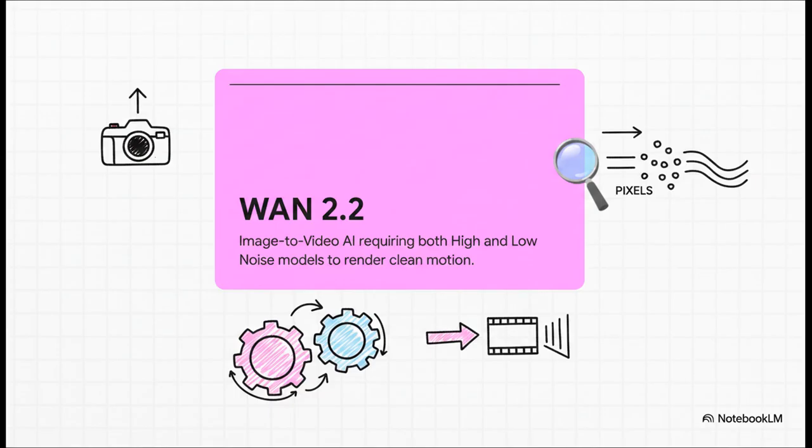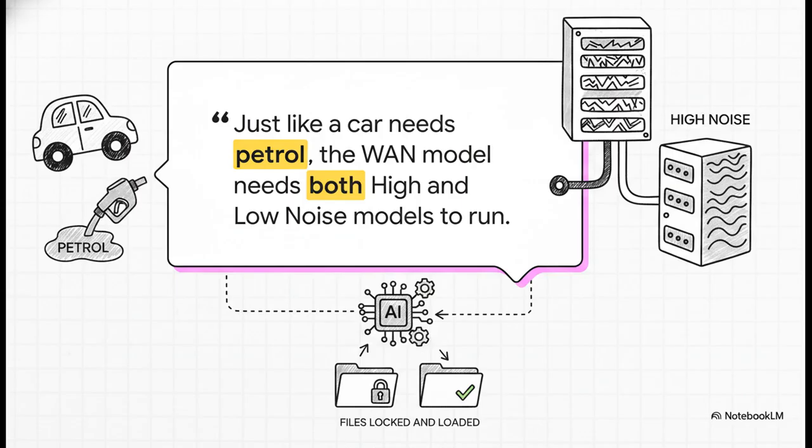You need a high-noise model and a low-noise model. If you're missing either one of these, the workflow simply isn't going to function. They work in tandem, doing all the heavy lifting of breaking down pixels and cleanly reconstructing them into smooth motion. I absolutely love how the instructors summarized this concept. They said, just like a car needs petrol, the WAN model needs both high-noise and low-noise models to run. It's literally the fundamental fuel for this specific AI engine. You can't bypass it, and there's no way to trick the system. You've got to have both of those files locked and loaded in your directory.